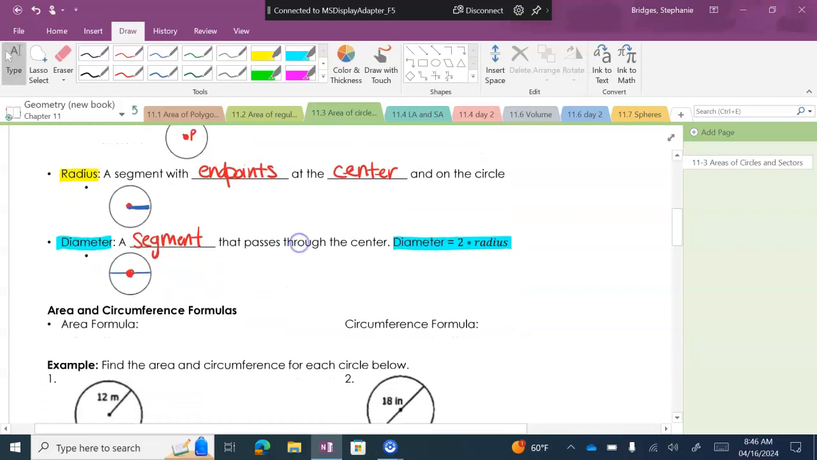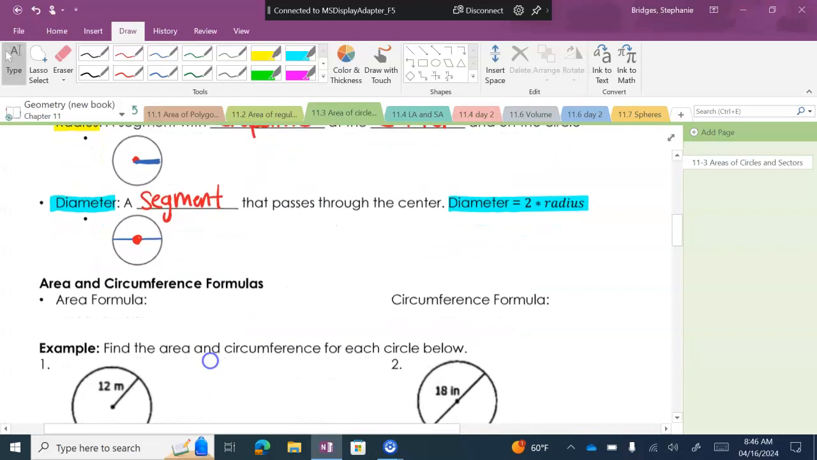Two formulas. Again, I will give you all of the formulas that you need. But for the area, your formula for a circle is area is equal to pi times your radius squared. Pi r squared.